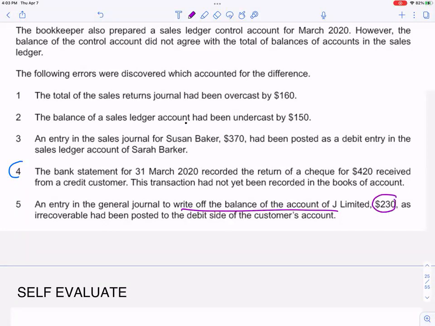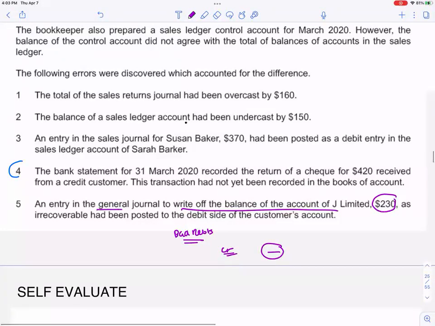Bad debts is recorded on which side? Credit side. So if I have to do something with this error, will it be add or subtract? Subtract. Very good. If I have to do something with the error on the debit side, it will be add. If I have to do something with the error on the credit side, it will be subtract. Correct? Now my next one, let's see.